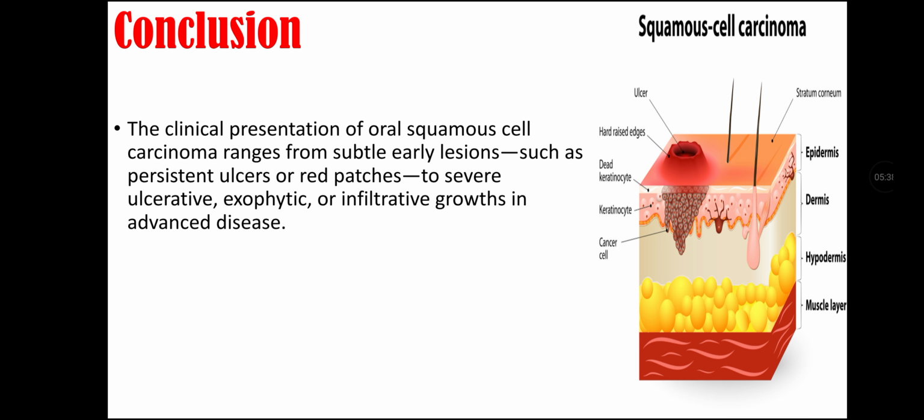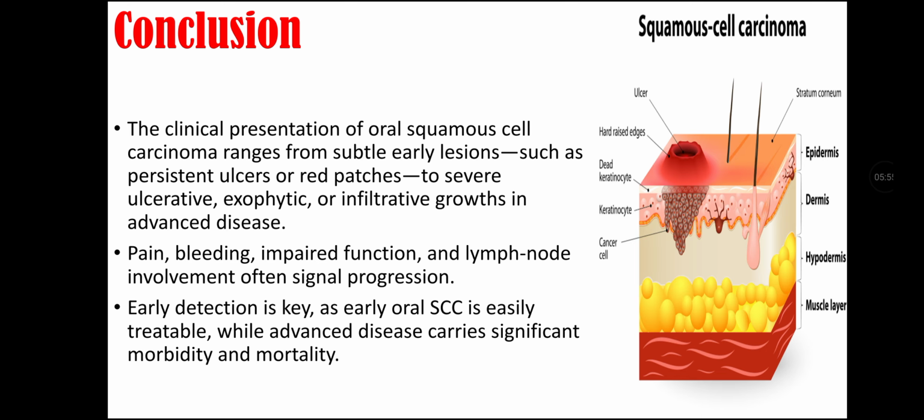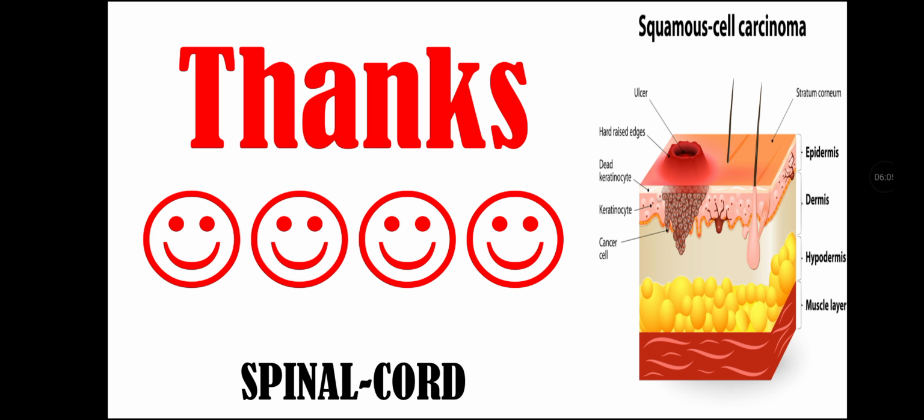Clinical presentation of oral squamous cell carcinoma ranges from subtle early lesions such as persistent ulcer or red patches to severe ulcerative, exophytic, or infiltrative growths in advanced disease. Pain, bleeding, impaired function, and lymph node involvement often signal progression. Early detection is key as early oral squamous cell carcinoma is easily treatable, while advanced disease carries significant morbidity and mortality. And this was all about squamous cell carcinoma.